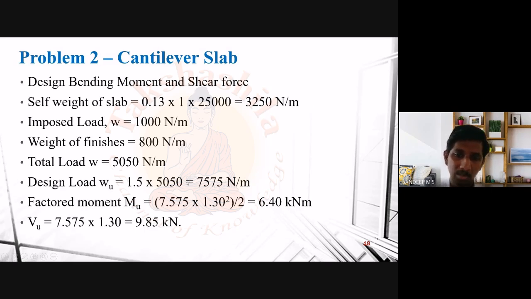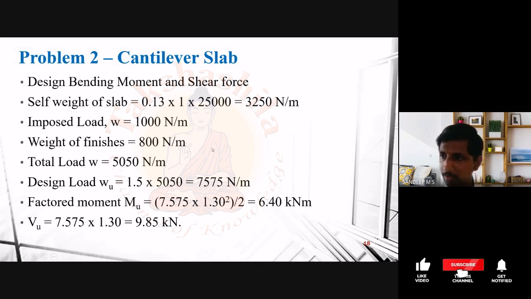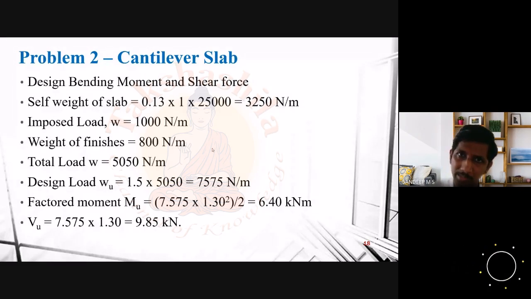So based on this load, we have to now calculate our bending moment. So factored bending moment Mu is equal to WL square by 2. So please remember, this is a cantilever, so this will be the maximum bending moment. I hope you know this, right? I need not explain how you obtain WL square by 2, and that you have already studied in your MOS.